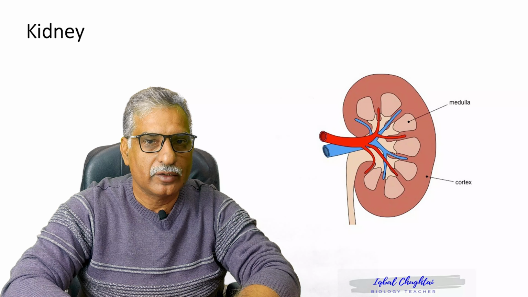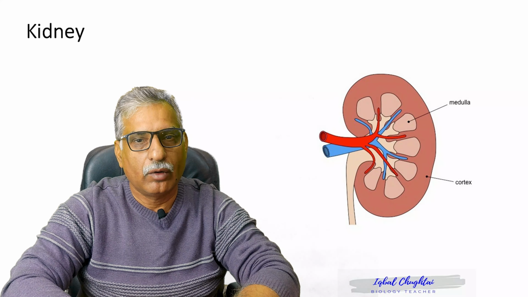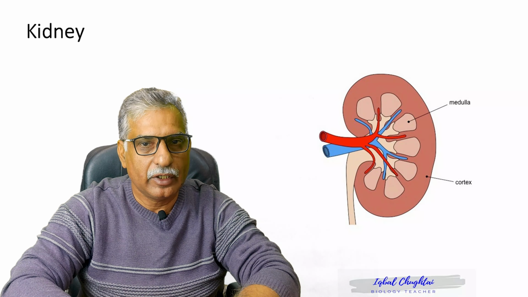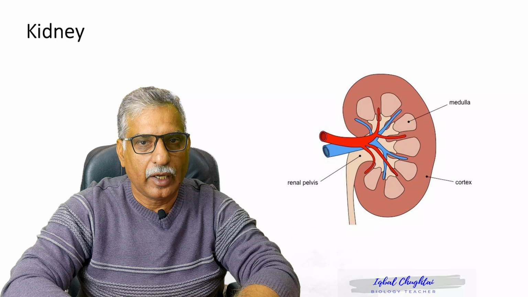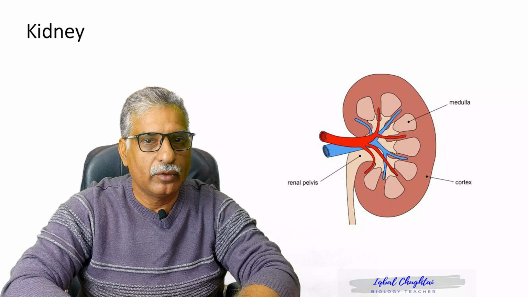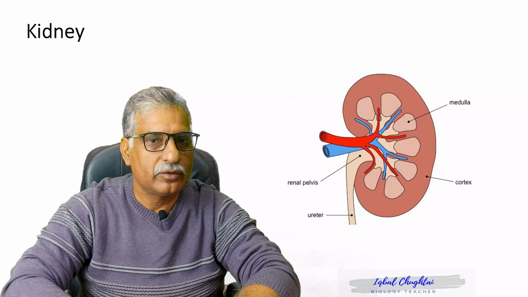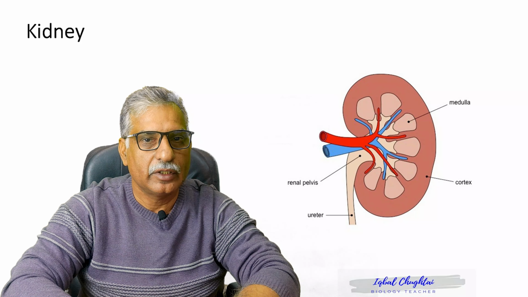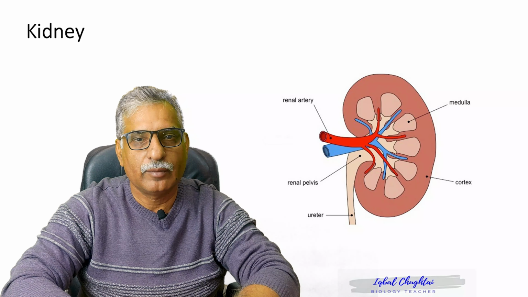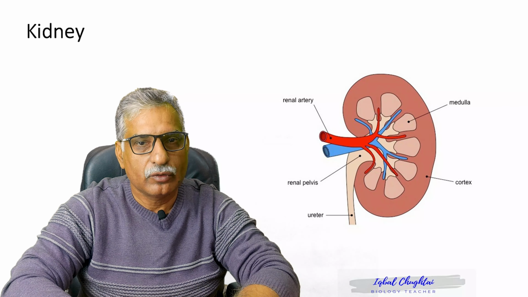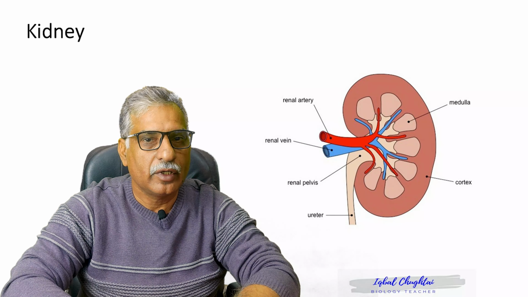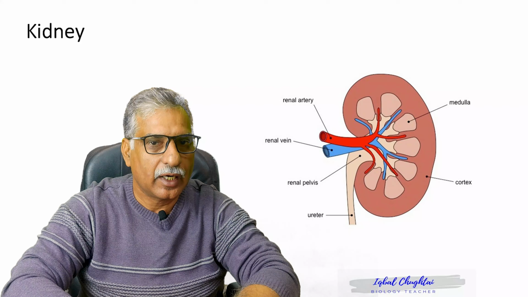And these nephrons, all the urine they form is drained into a cavity known as the renal pelvis, and from that renal pelvis urine is drained out into the ureter. Each kidney, as I told you earlier, is supplied with blood through renal arteries, and purified blood is returned to the renal vein.